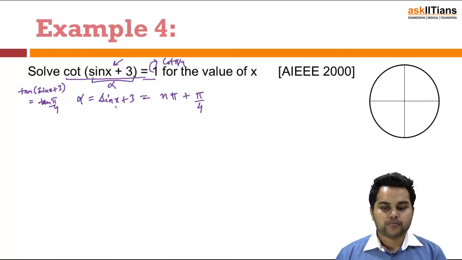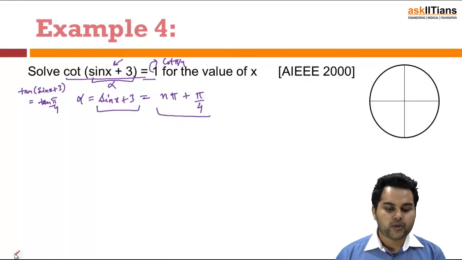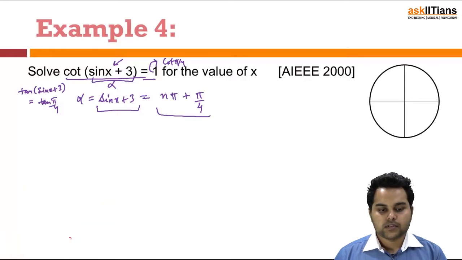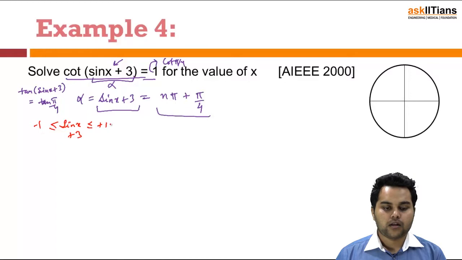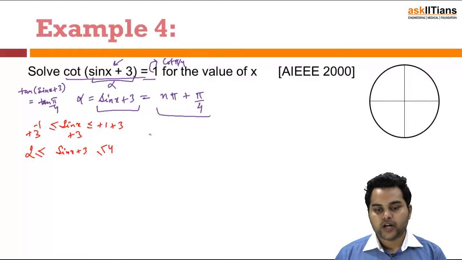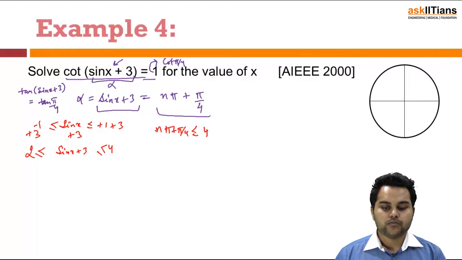Now if I see this and this term, the next logic I will have to apply here: sin x lies between plus minus 1. So sin x plus 3 shall lie between 2 and 4. Hence, n pi plus pi by 4 shall also lie between 2 and 4, because they both are equal.